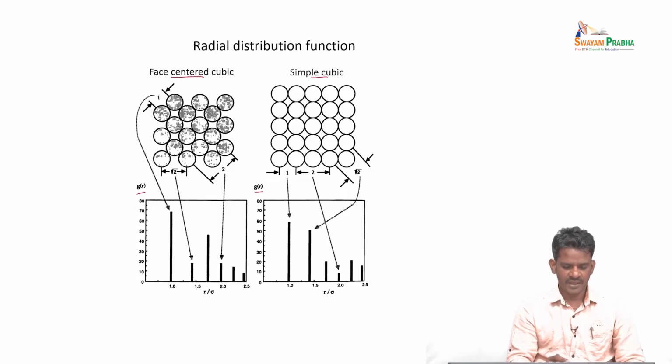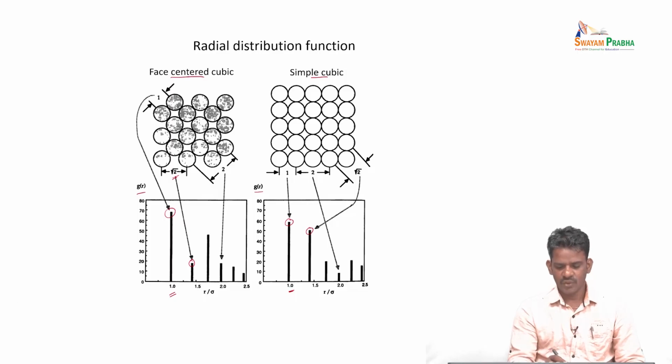For example, in the case of FCC, the peak position at r equal to 1 and the peak at r equal to 1 for a simple cubic, they look a little different. FCC has a little more value of the first peak at r equal to 1 than the simple cubic. And more importantly, if you look at the peak corresponding to r equal to square root of 2, for FCC this number is much smaller compared to a simple cubic, which is quite high.